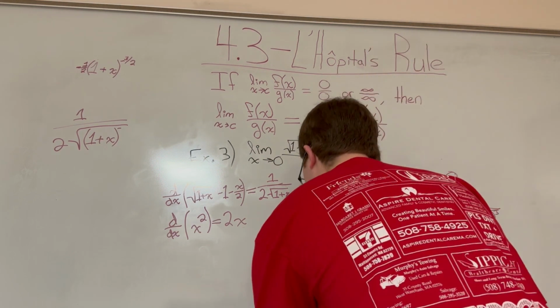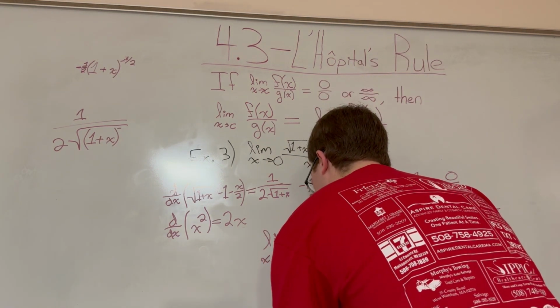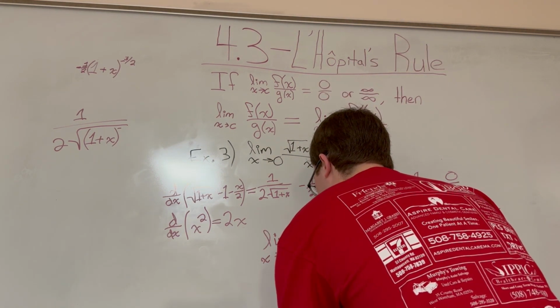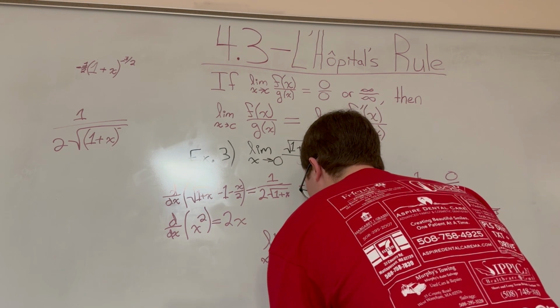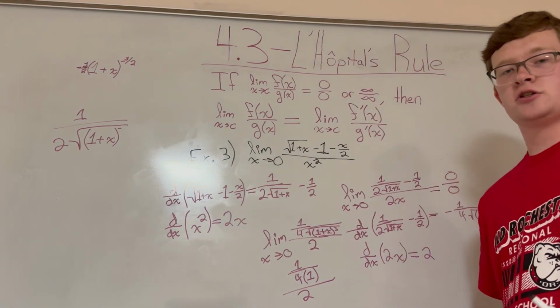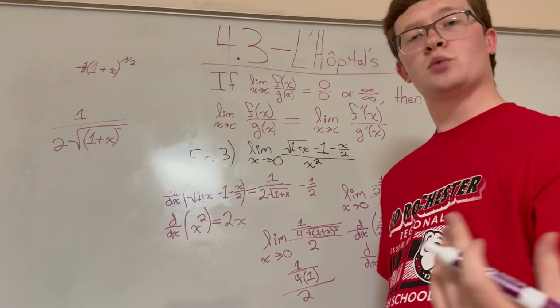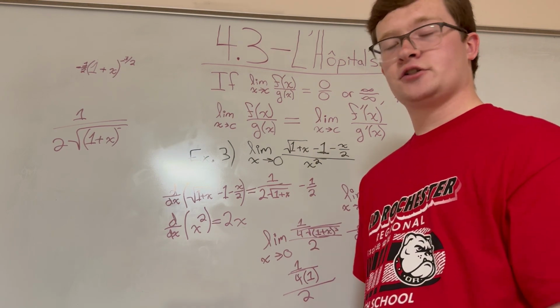So let's rewrite that quickly. We get 1/4 times 1 all over 2, or 1/4 divided by 2. 1/4 divided by 2 is 1/8. So that's your answer. Awesome.